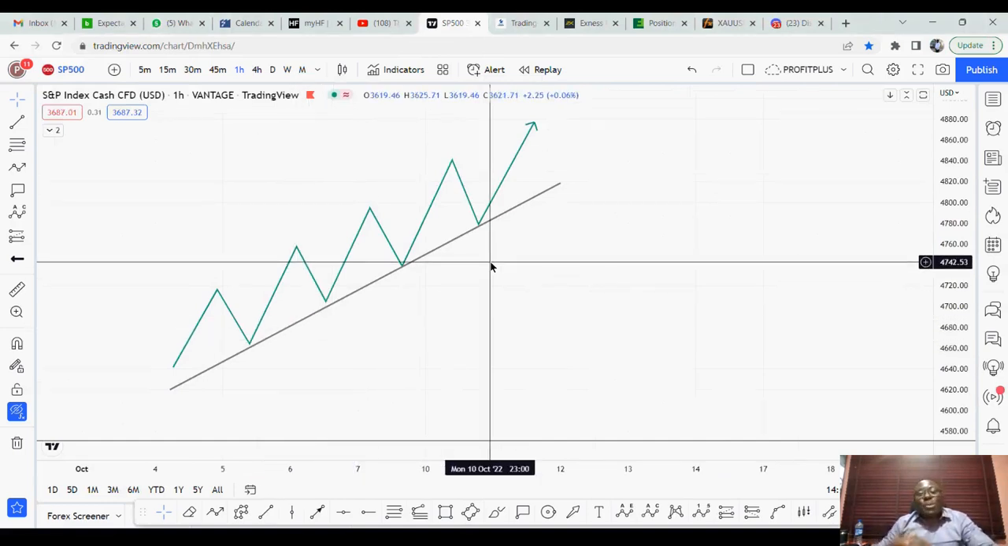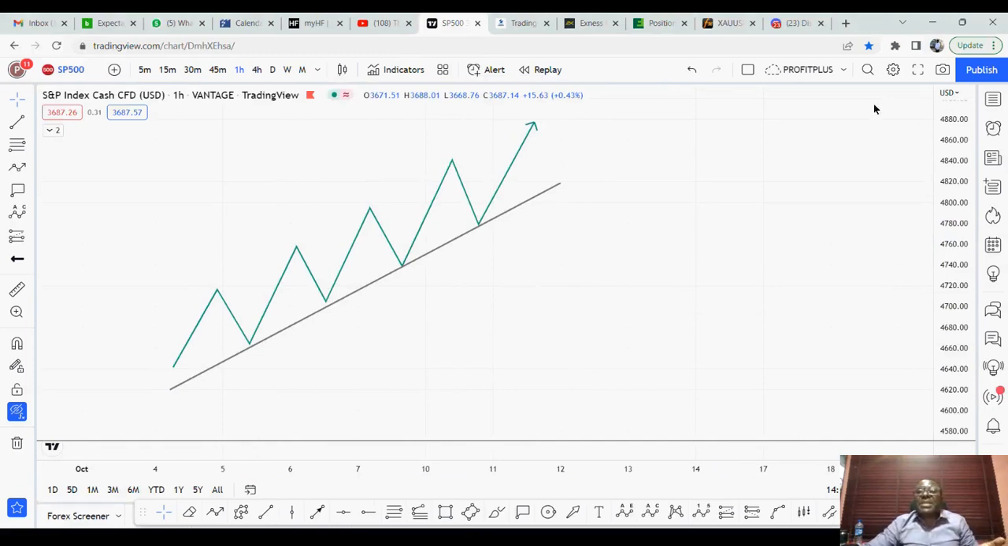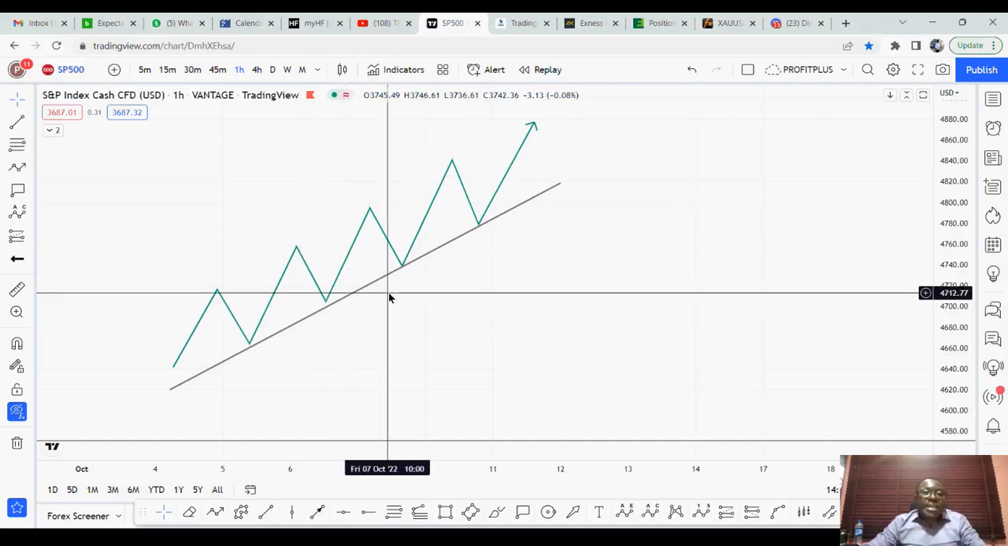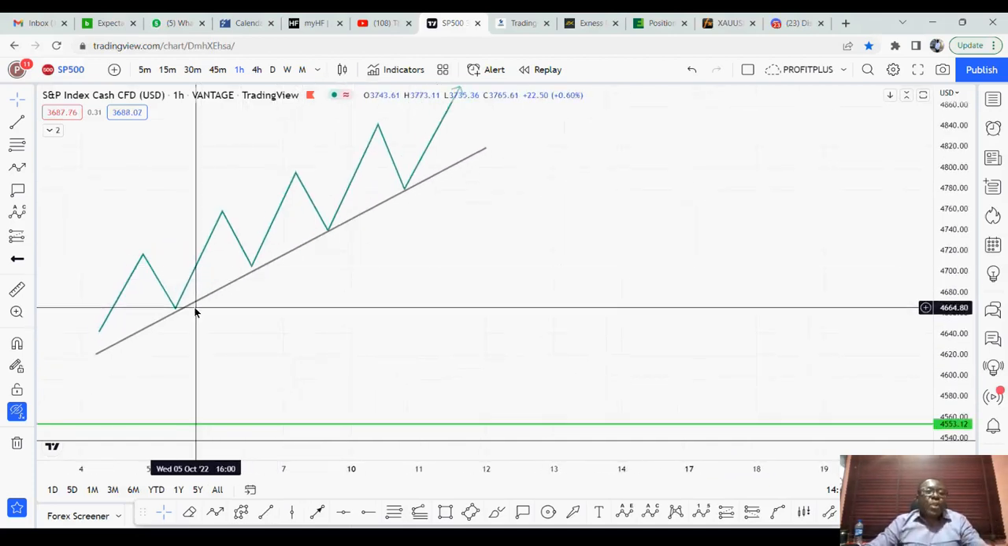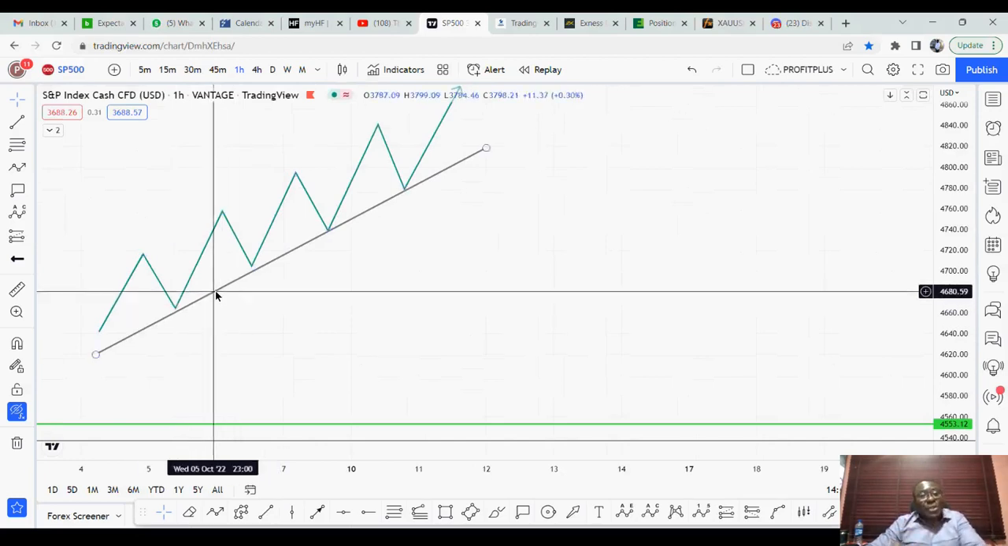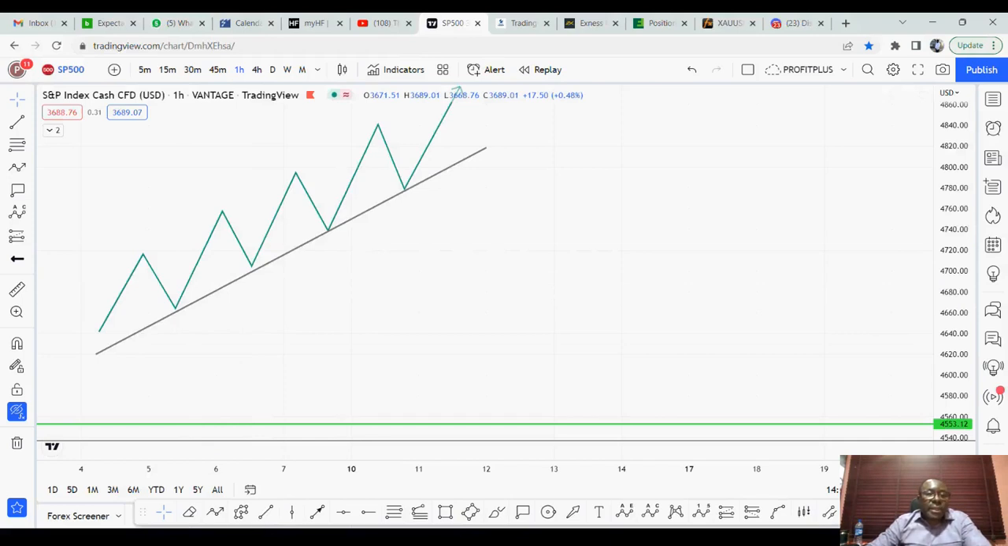Now, this is an uptrending market environment. It's not going to look as perfect as what you are seeing here. This is just an illustration. And when you connect the lows in an uptrending market, this is the lows.